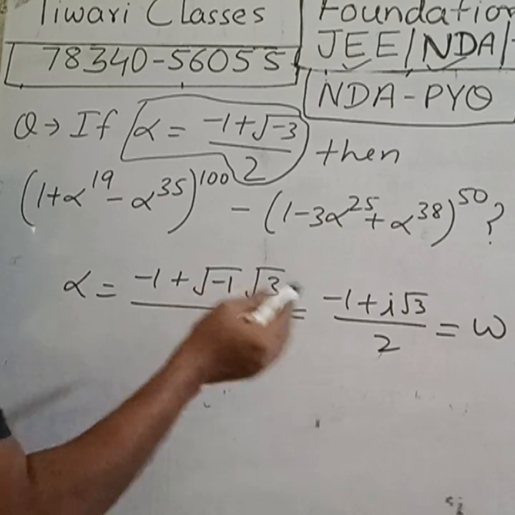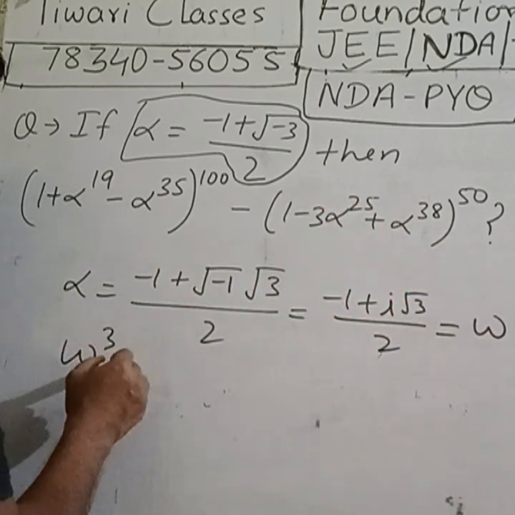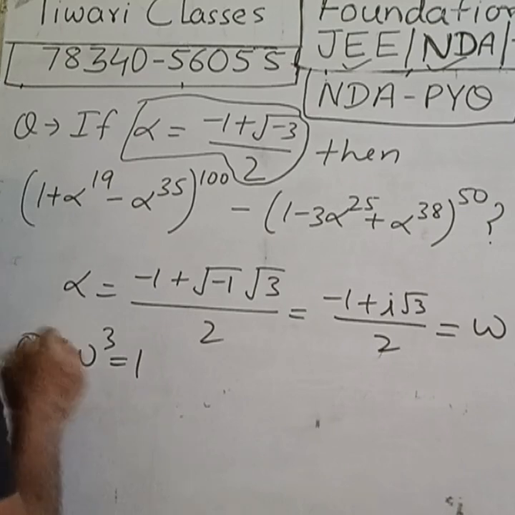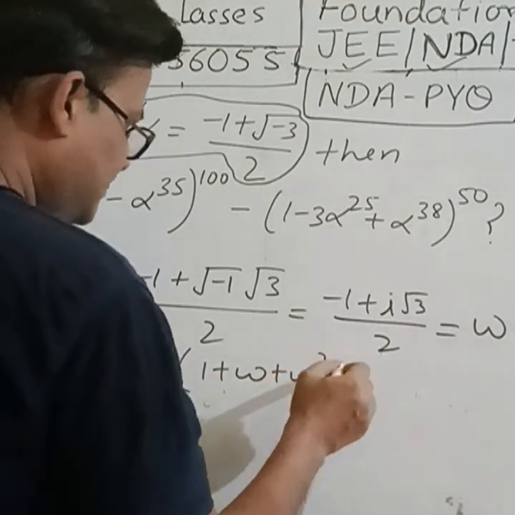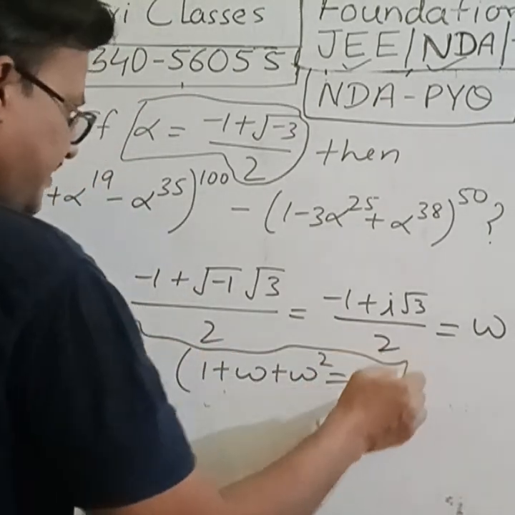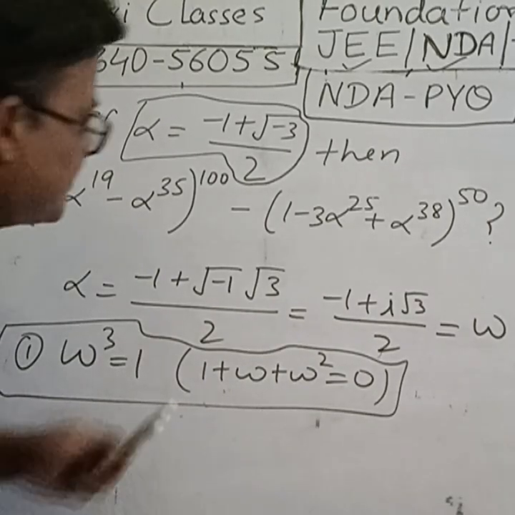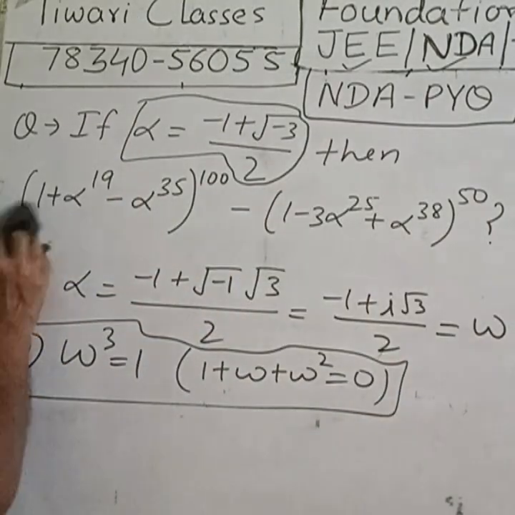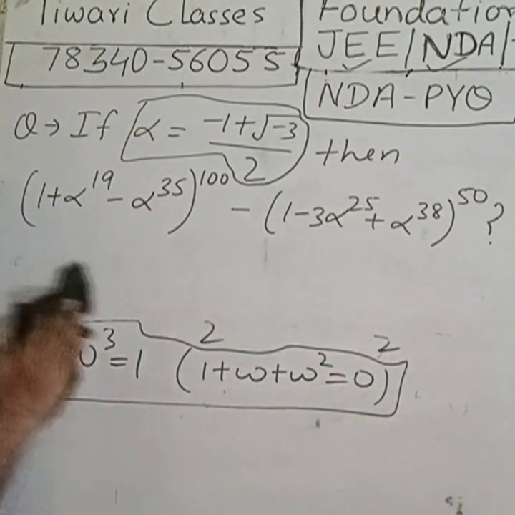So there are two properties related to omega: omega cube is equal to 1, that is one property, and another property is 1 plus omega plus omega square is equal to 0. These are two very important properties related to cube root of unity. Now simplifying the given expression, already we had. I think you must have noted this one.